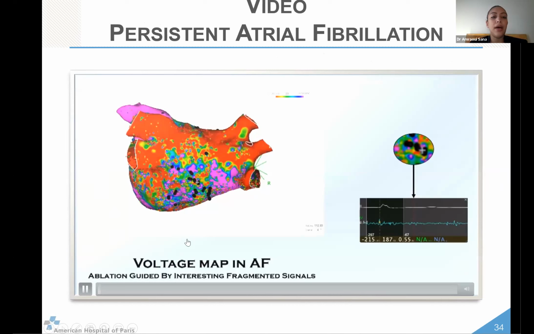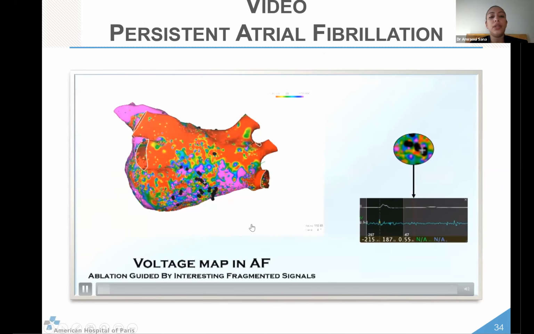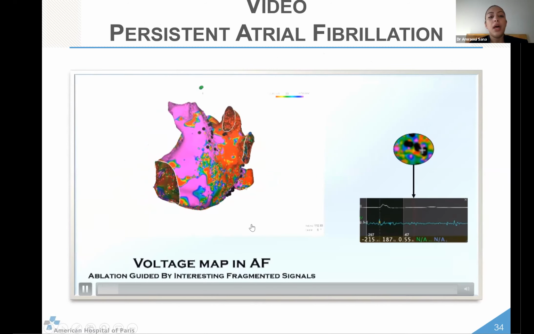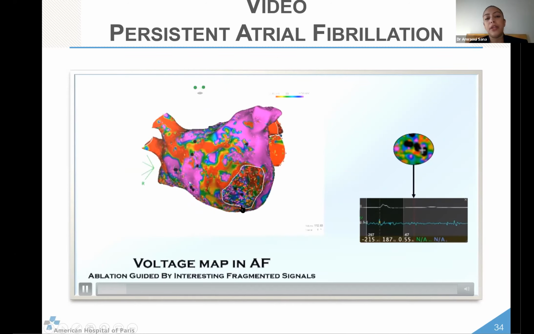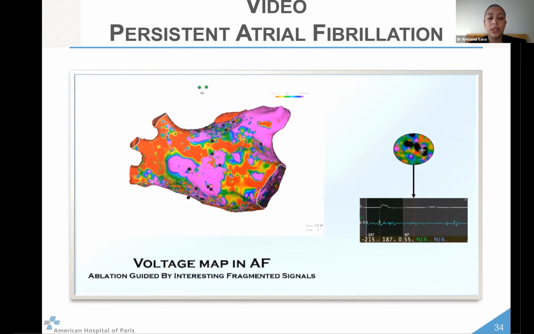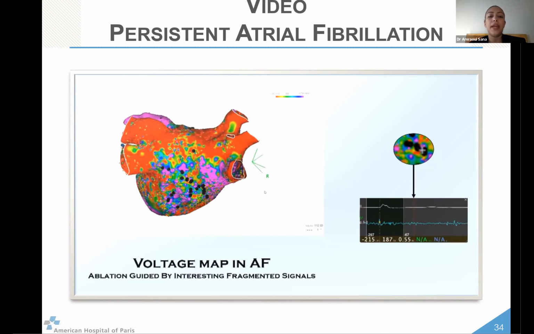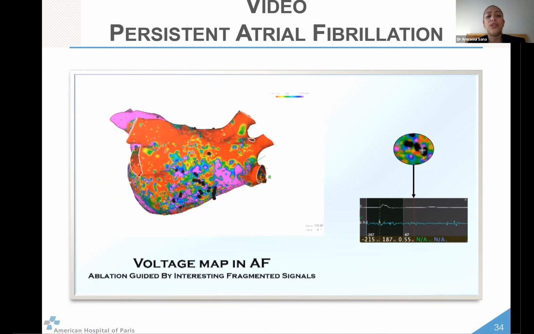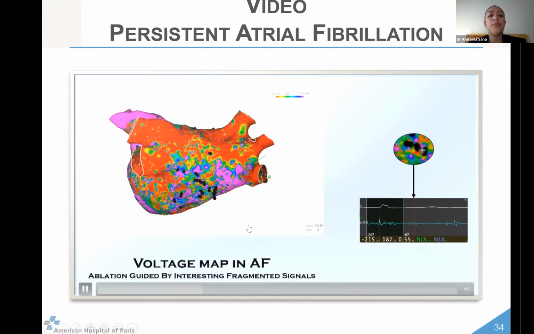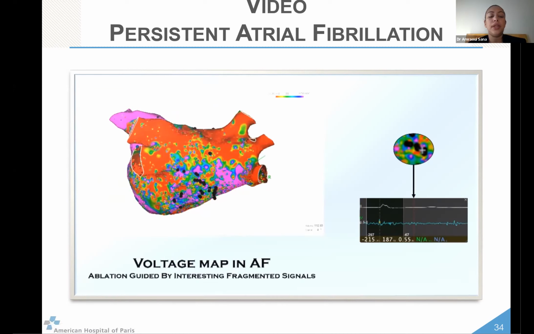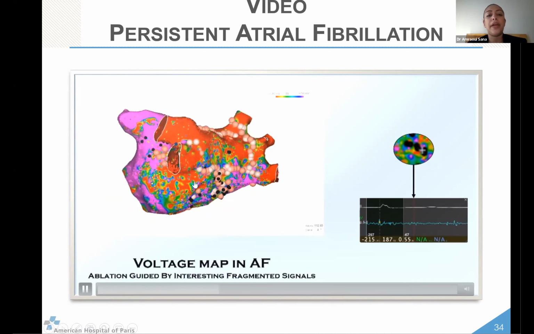So this is a patient, 72 years old. It was performed with another system. He had continuous AF for 60 months, with shortness of breath. It was NYHA stage 3, very severe symptoms. He wasn't able to walk or have a normal life, and he had previously had AF ablation in another center with only PVI ablation.